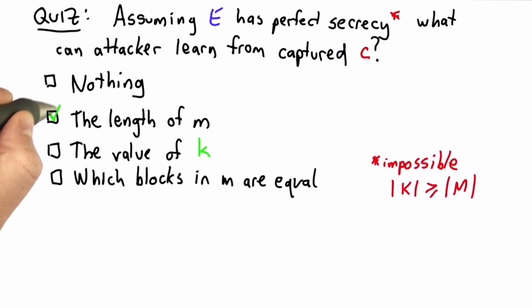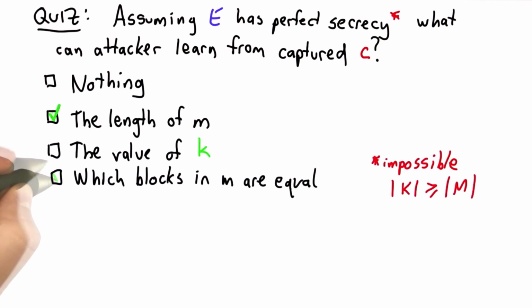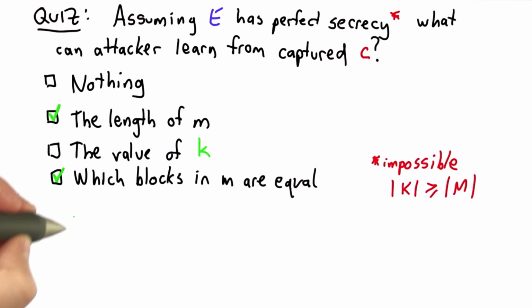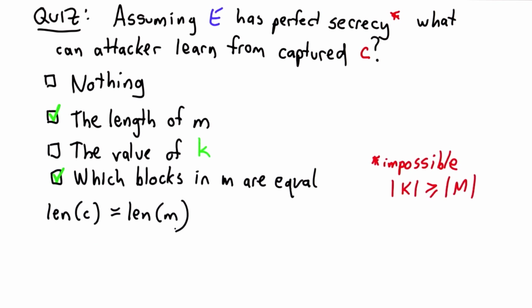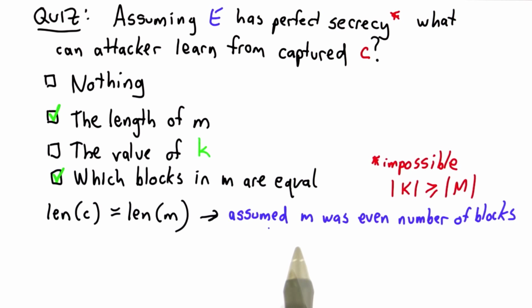The answer is the attacker can learn both the length of M and which blocks in the message are equal. The attacker learns the length because the length of the ciphertext is actually equal to the length of M. The output for our encryption function is the same length as its input, so we know that these lengths are equal. This assumed that the file contents M were an even number of blocks, since we're dividing M into blocks.